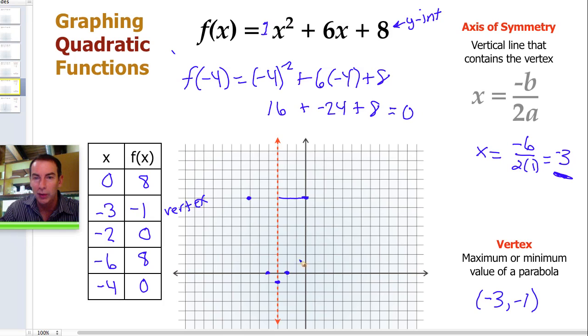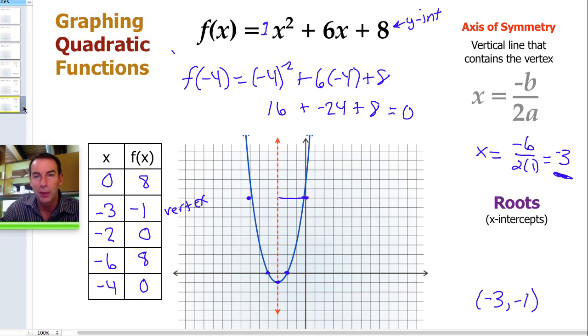My parabola is going to go right over these. Instead of drawing them freehand, I'm going to, once again, have my computer draw it for you, just to make it pretty. And there we go. There's my nice-looking parabola. Okay?